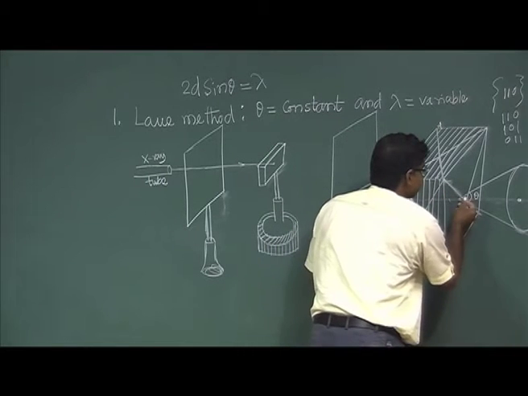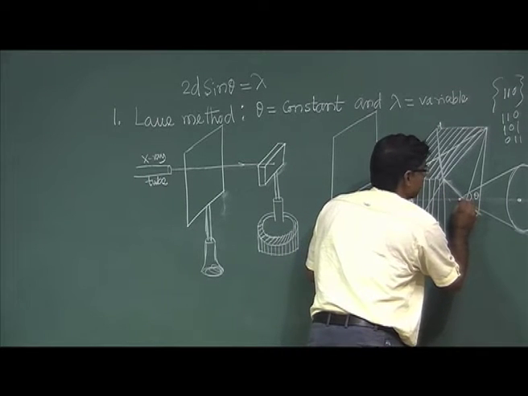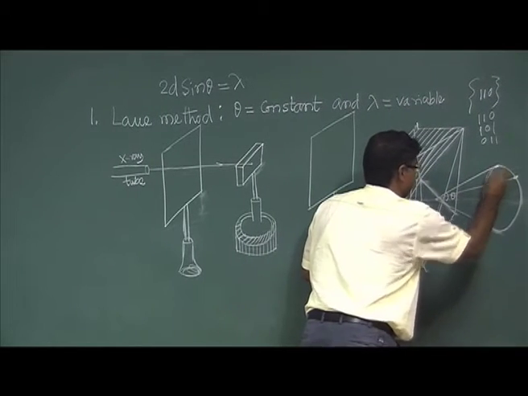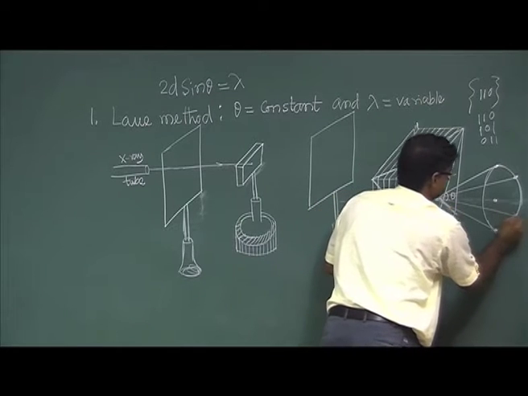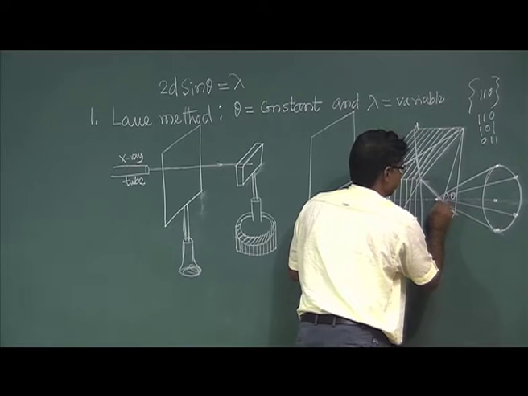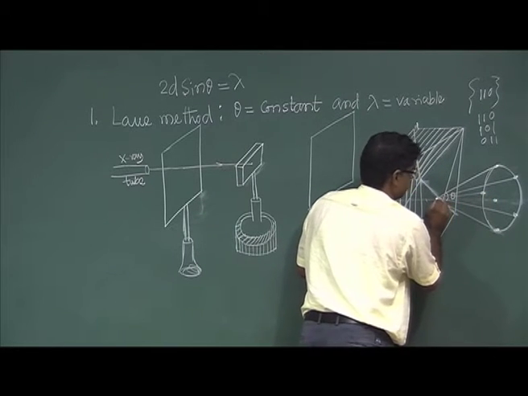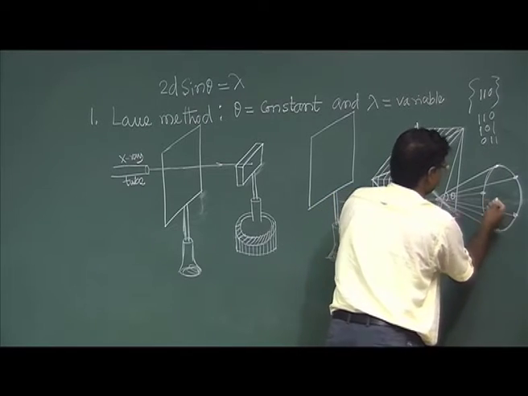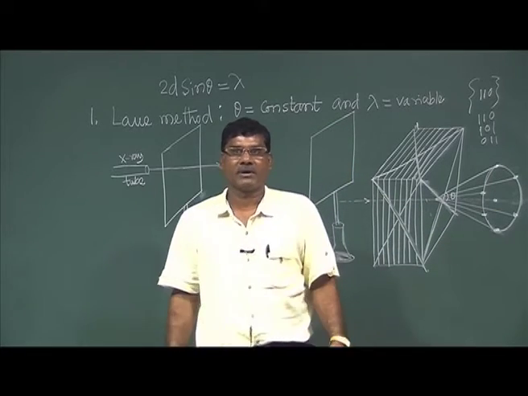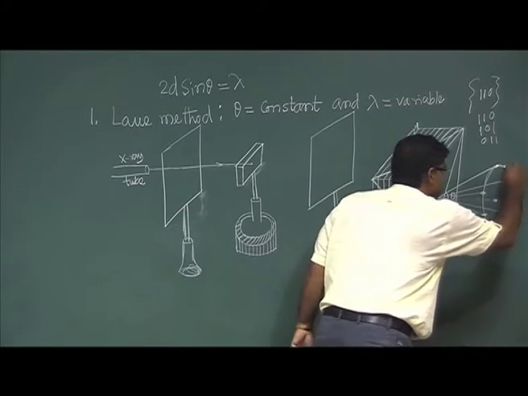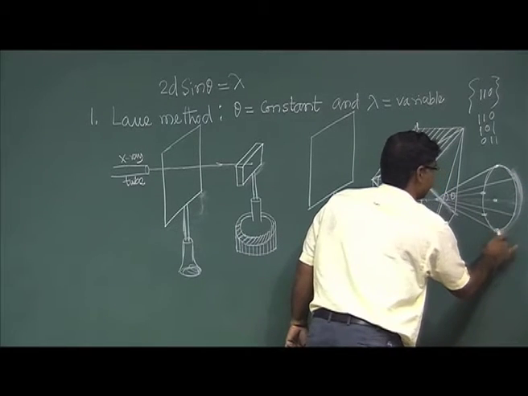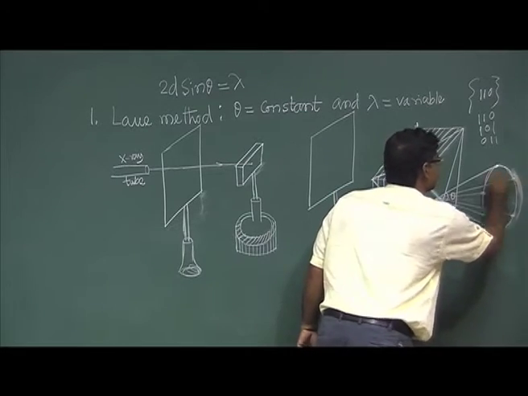So all diffracted rays are the same way you will get. Here I am trying to draw 6. So 6 planes first you will get 6 spots, okay. If I draw this way, you will get 6 spots, right.